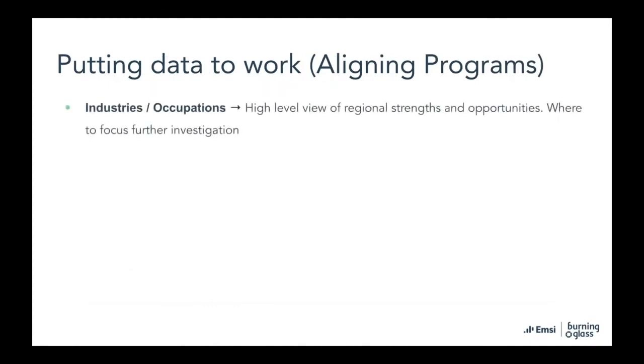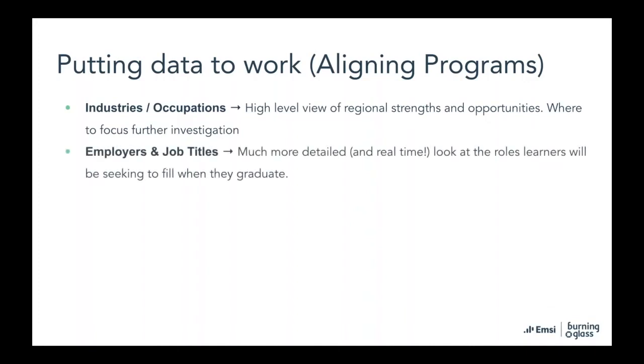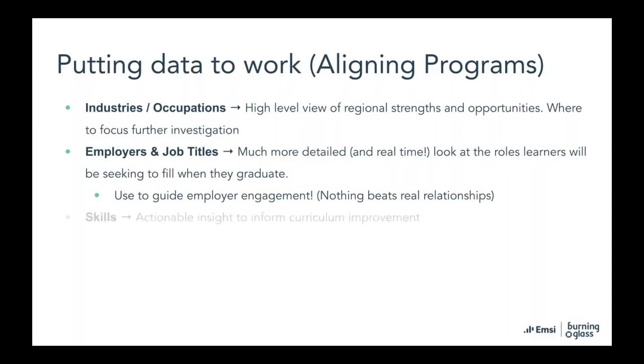So putting this data to work, quick recap: industries and occupations. That's that high-level view of regional strengths and opportunities, helps guide further investigation. Employers and job titles, more detailed and real-time, see the actual roles that learners will be looking to fill, and use it to guide employer engagement, like we talked about, because nothing beats real relationships, having boots on the ground. And skills, actionable insight to inform curriculum improvement, can enrich the courses that you already offer.